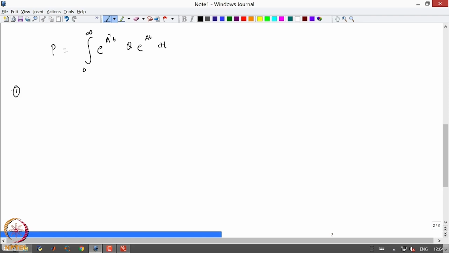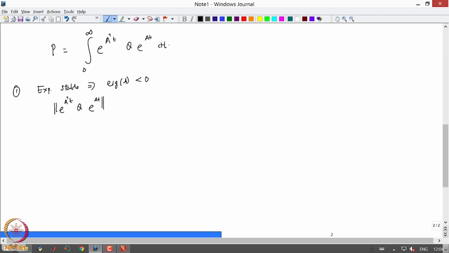First, is the integral well defined, or does this integral actually exist, that is, the integral from 0 to infinity of some function should not give me infinity. So, what do I know? I know that the system is exponentially stable, which also means that the real parts of the eigenvalues of A are strictly less than 0, and therefore, if I look at this quantity, e power A transpose t Q e power A t.